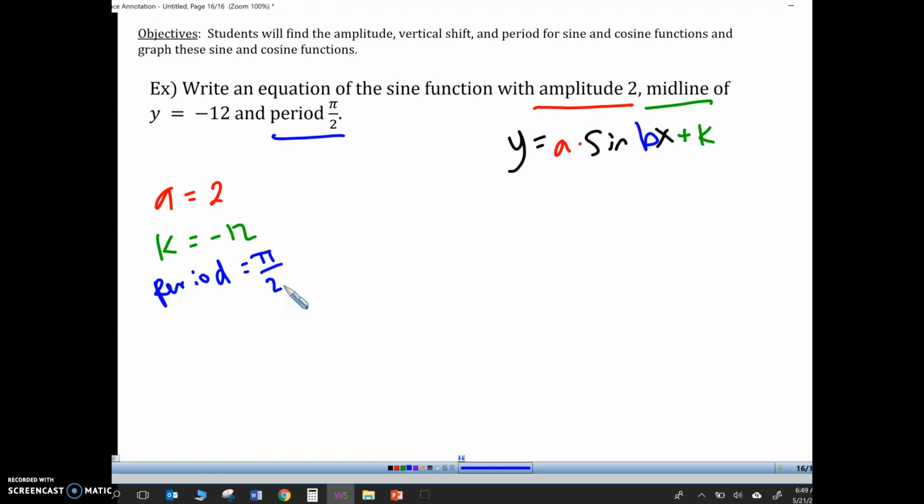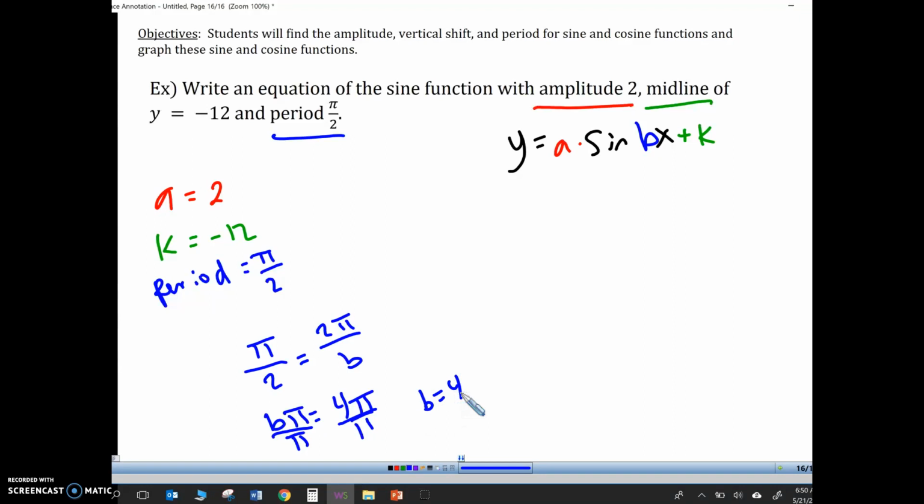So what you have to do is take pi over 2 and find what b is. So if period's pi over 2, I know that period is 2 pi over b. And what I'll do is we'll cross multiply. Okay, so we get b times pi is equal to 4 pi. Well, if we divide by pi, we get b is equal to 4.